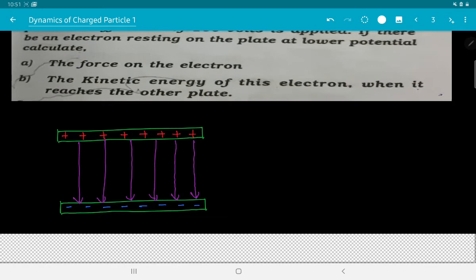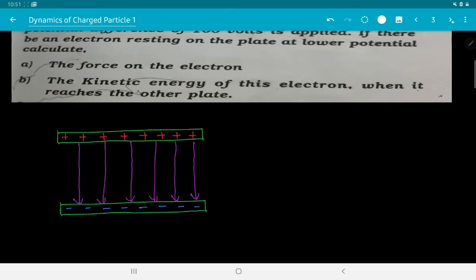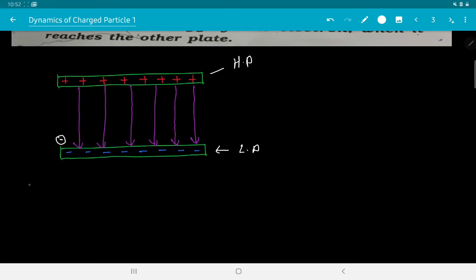So there is an electron in between, and it is resting on the lower potential. That means it is resting here on the negatively charged plate, because the positively charged plate will be at high potential and the negatively charged plate will be at low potential. Initially they have told us its initial velocity is 0. That means its initial displacement will also be 0.